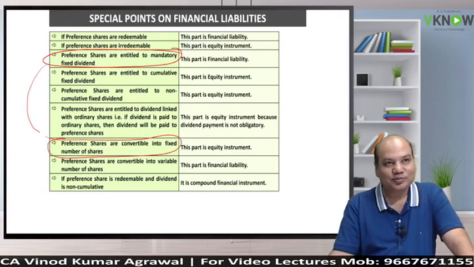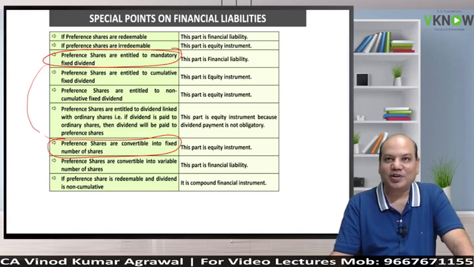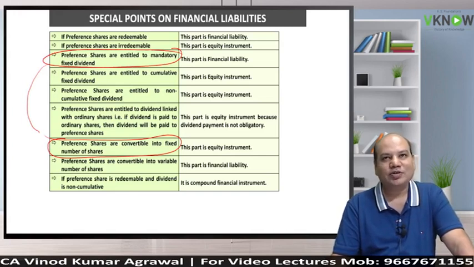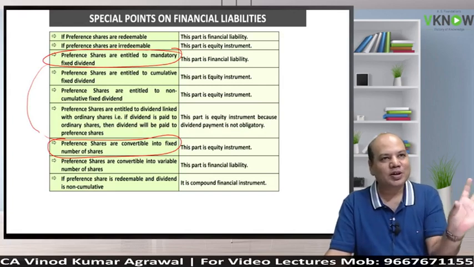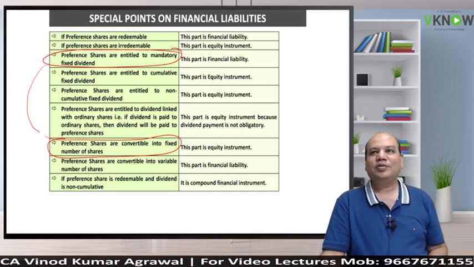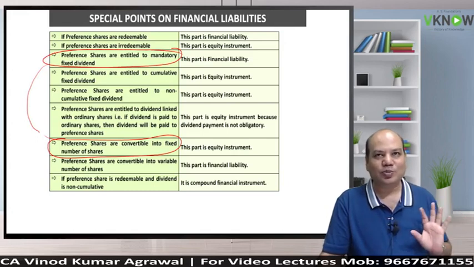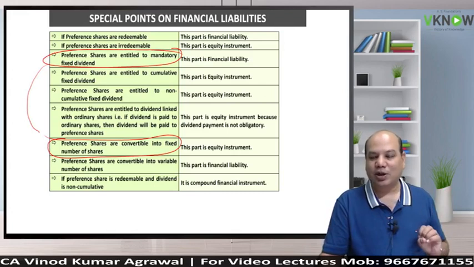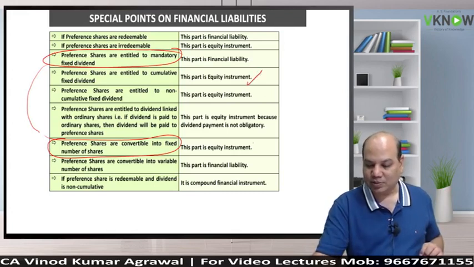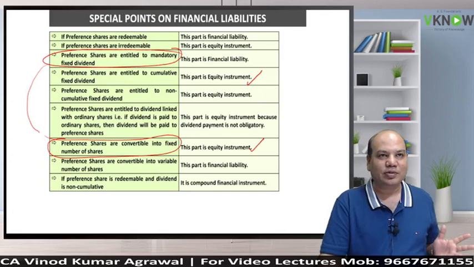These two combo. Mandatory fixed dividend and convertible into a fixed number of equity shares. So one part is financial liability, one part is equity. So this is a compound financial instrument. So look at the two parts separately. If both parts are financial liability, then the whole instrument is a pure financial liability. If both parts are equity, like this earlier example, it is equity. One part is liability, one is equity, compound instrument.